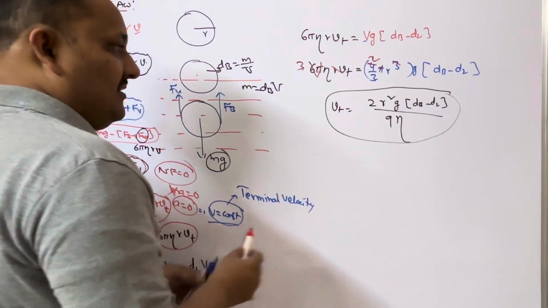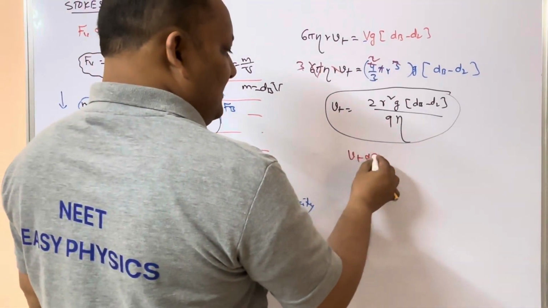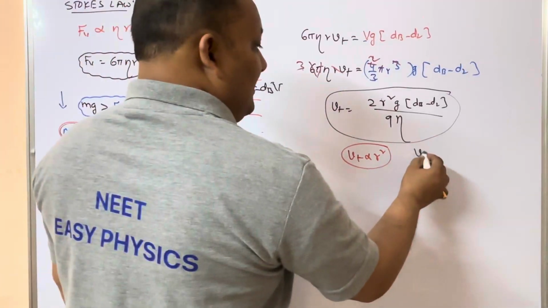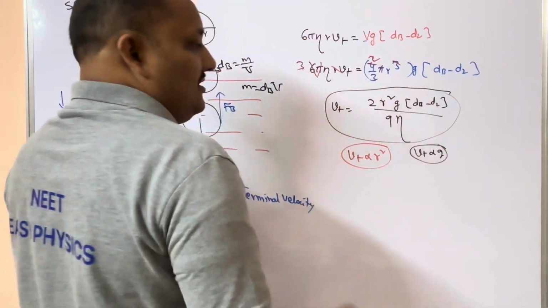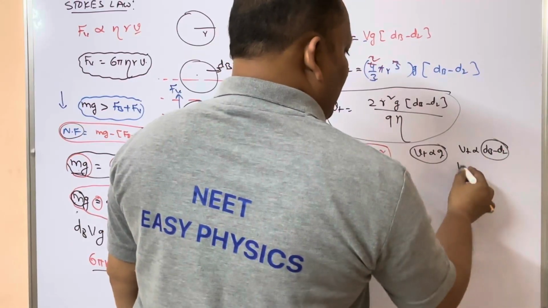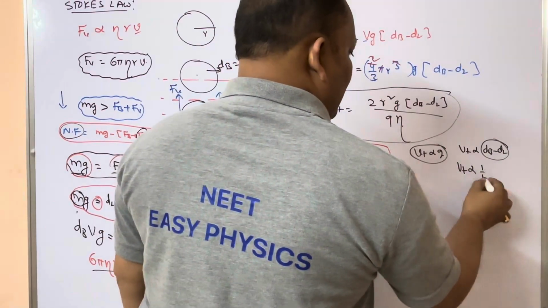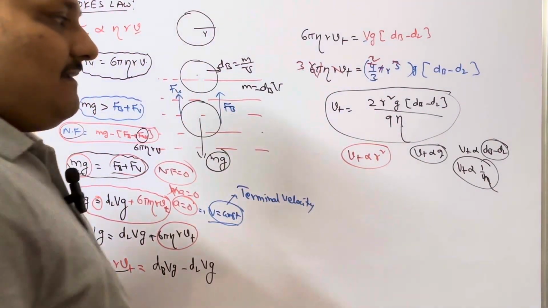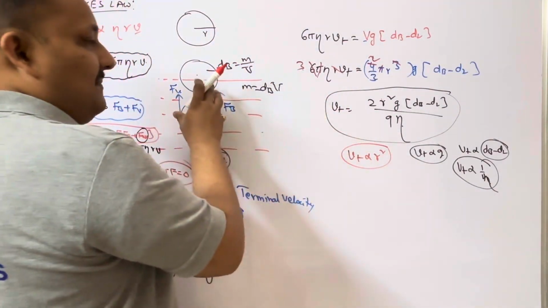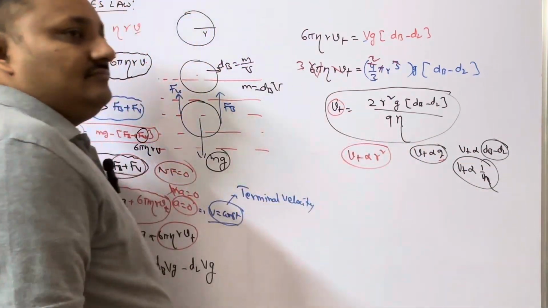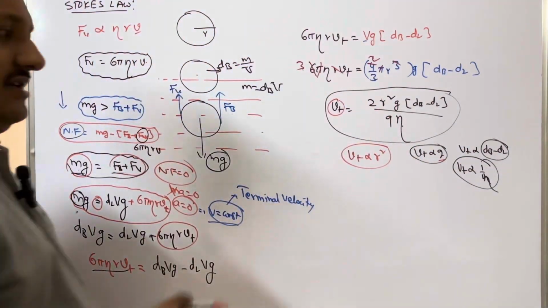Now see, if you observe, terminal velocity is directly proportional to r square, directly proportional to g, directly proportional to d_b minus d_l, and inversely proportional to coefficient of viscosity. So if you take this apparatus into space, where the g value is 0, at that time terminal velocity is going to become 0.